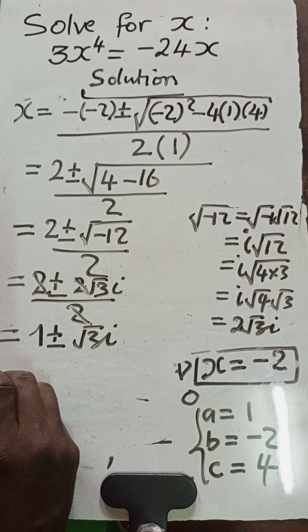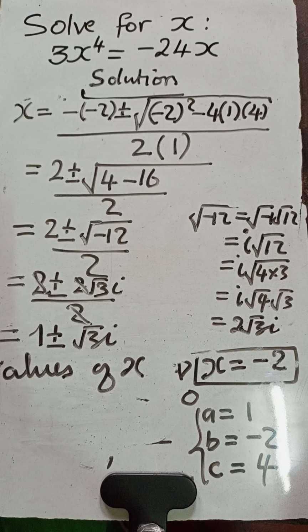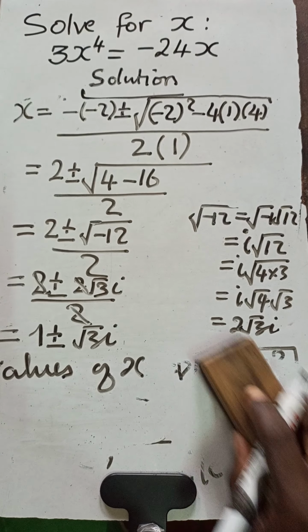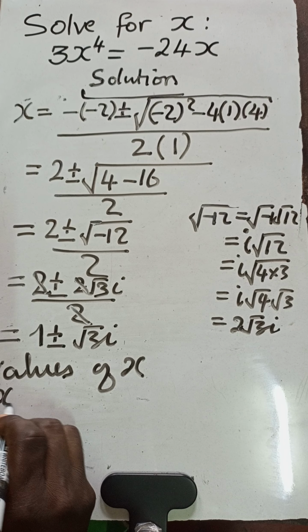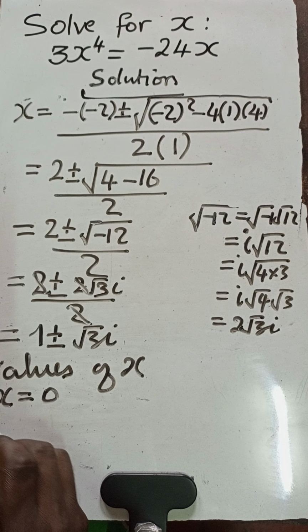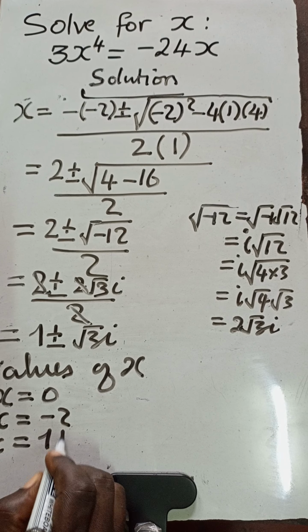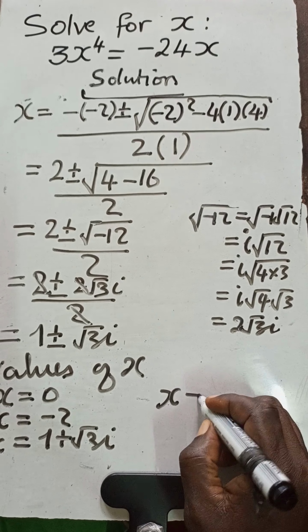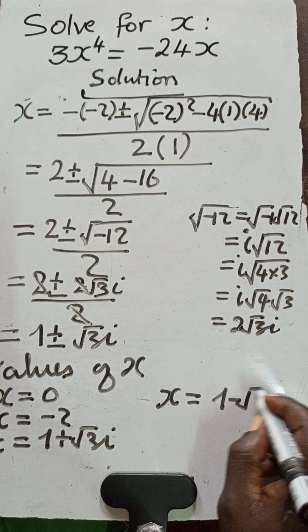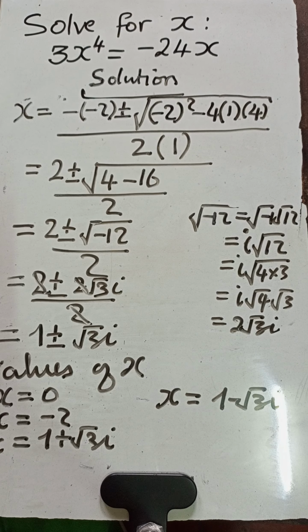So finally we have the values of x. The four values will be x equals 0, x equals negative 2, x equals 1 plus root 3 i, and x equals 1 minus root 3 i. So we now have obtained all four solutions of that quartic equation, or that polynomial of degree 4.